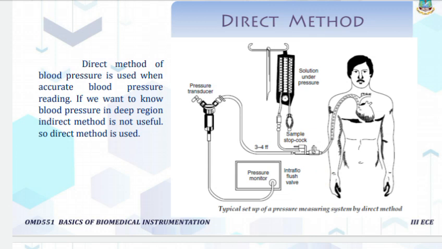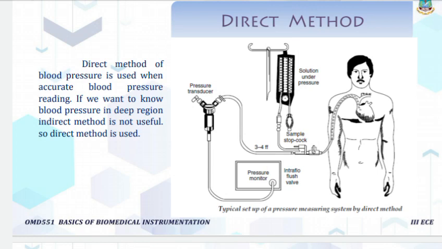In this direct method we get an accurate blood pressure reading. If we want to know the blood pressure in the deep regions, the indirect method is not suitable. So if we want to identify the pressure in the deep portions of our body, we need to use this direct method. Okay, this figure shows the direct method. Here is the blood vessel.